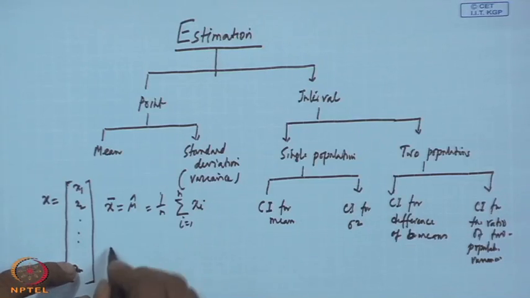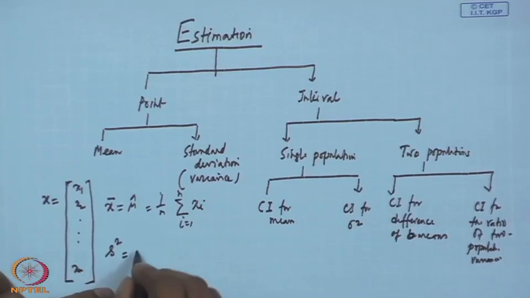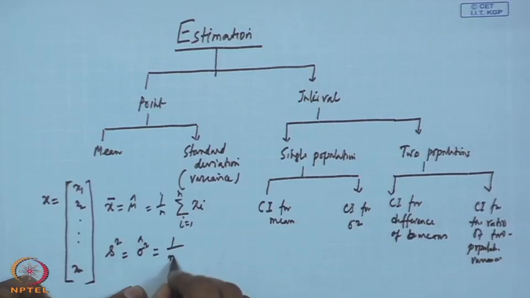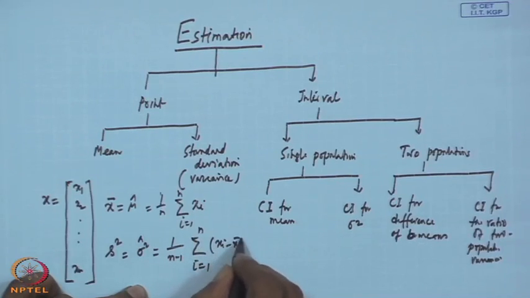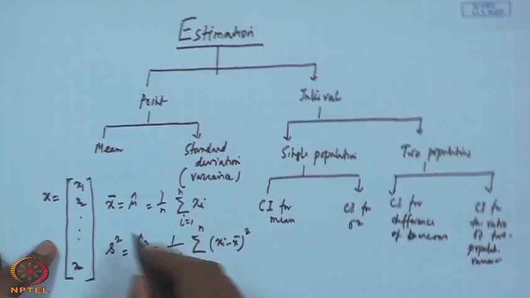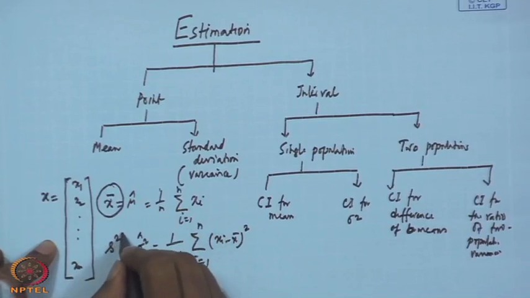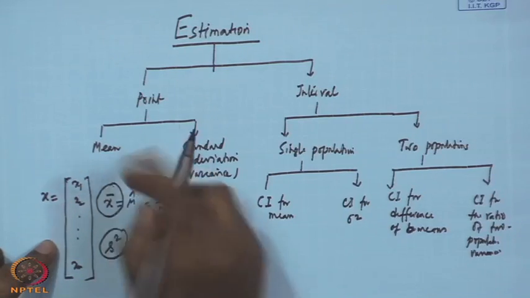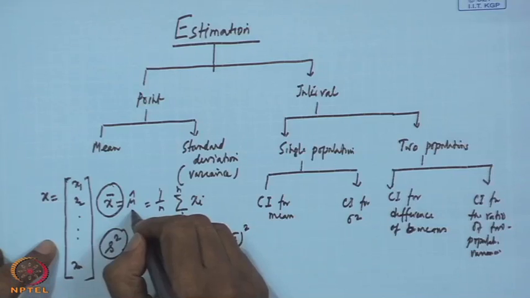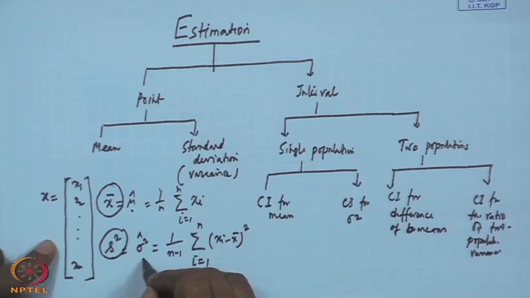Similarly, we will calculate the sample variance, which we say is the estimate of population variance, which will be 1 by n minus 1, sum total of i equal to 1 to n of xi minus x bar whole square. When you collect a sample and compute x bar as well as s square from the sample, this is your point estimate. So, x bar is the point estimate of mu, s square is the point estimate of sigma square.